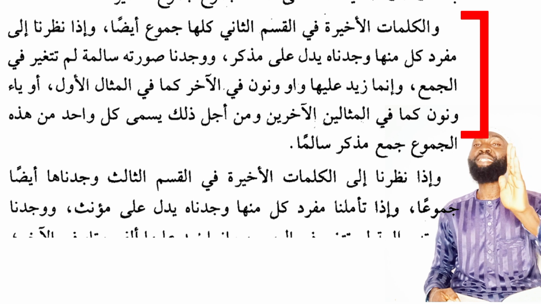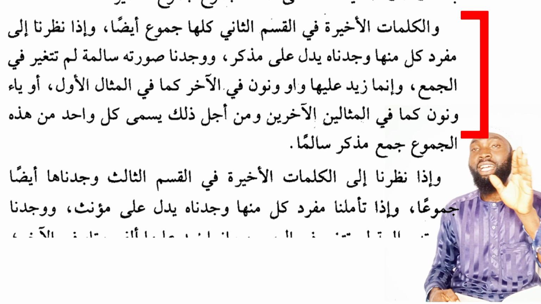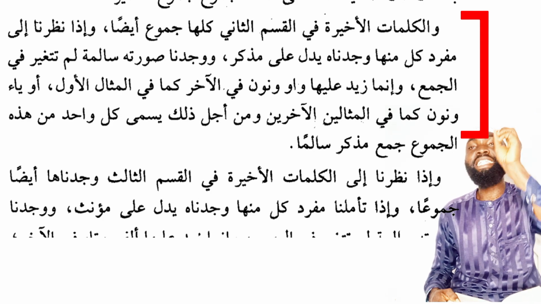The only thing that has been done to it is that wa and nun have been added at the end, as in the first example, fazal mujidduna, or ya and nun added, as in the last two examples. Because of this, all of these plurals are called jam' mudhakkar salim, the sound masculine plural. The word al-mujiddu is singular; to make it plural, it becomes al-mujidduna. Only wa and nun have been added. The word mujiddu maintains its form.